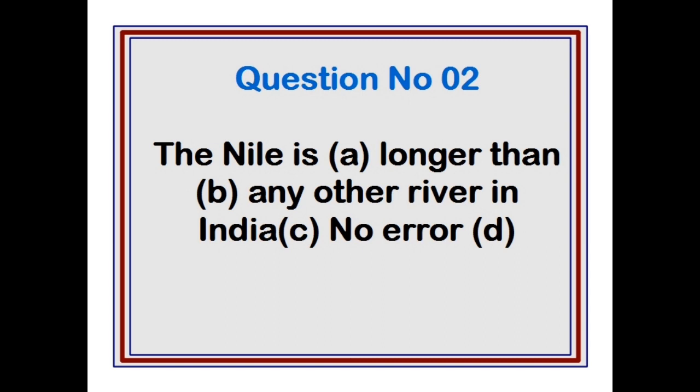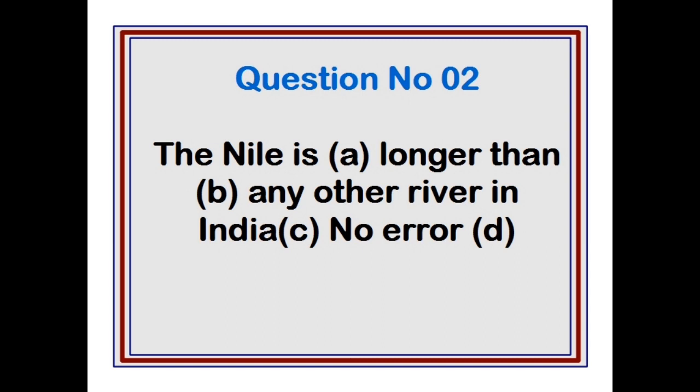Why? Because we know that when a particular thing or a subject is compared with more than one thing or subject, then generally in comparative degree we should use any other. For example, suppose there is a sentence, he is the best boy of all in the class. Now if I change this sentence into comparative degree, I should write, he is better than any other boy in the class.